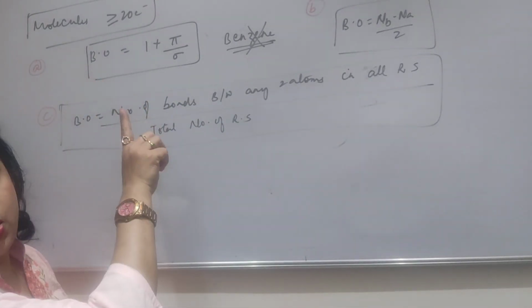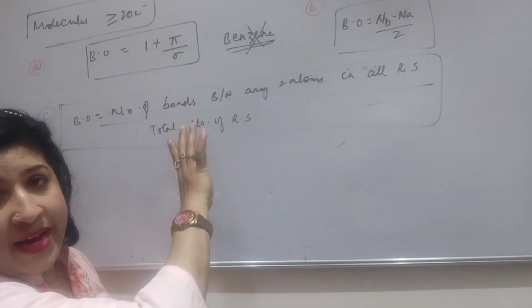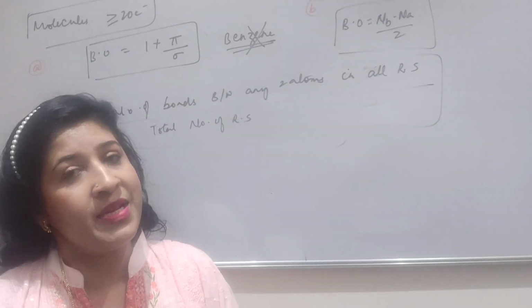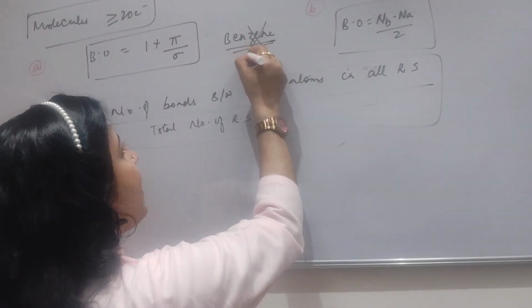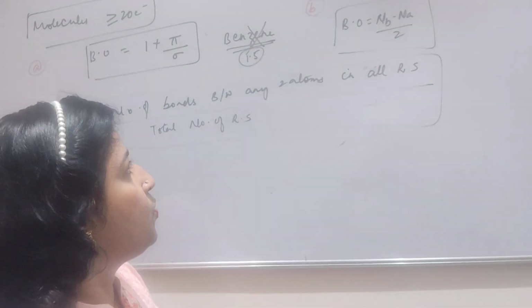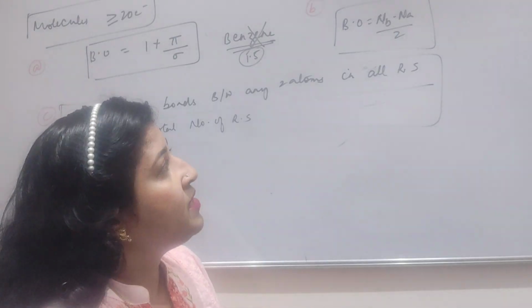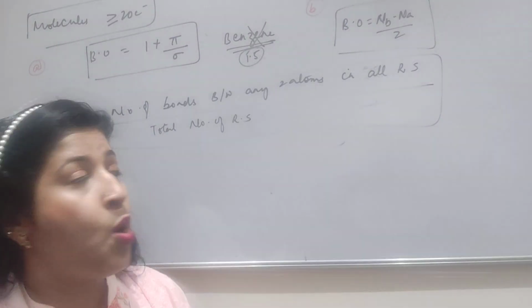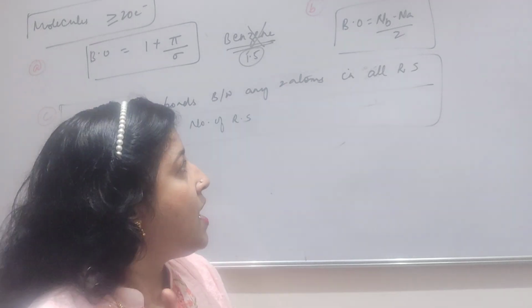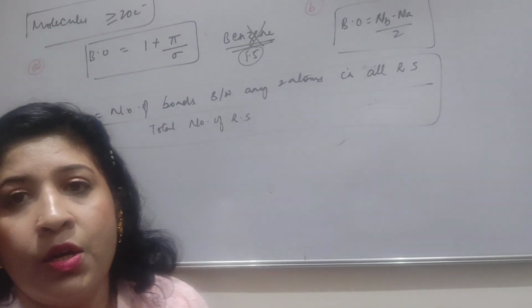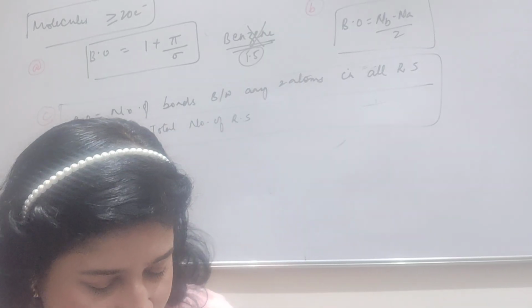One is bond order is equal to 1 plus pi by sigma. This doesn't hold good for benzene, and you should remember benzene has fractional bond order and it has 1.5 as bond order. Always asked, very famous question. The other one is bond order is equal to Nb minus Na by 2. The third one is bond order is equal to number of bonds between two atoms in all the resonating structures by total number of resonating structures.